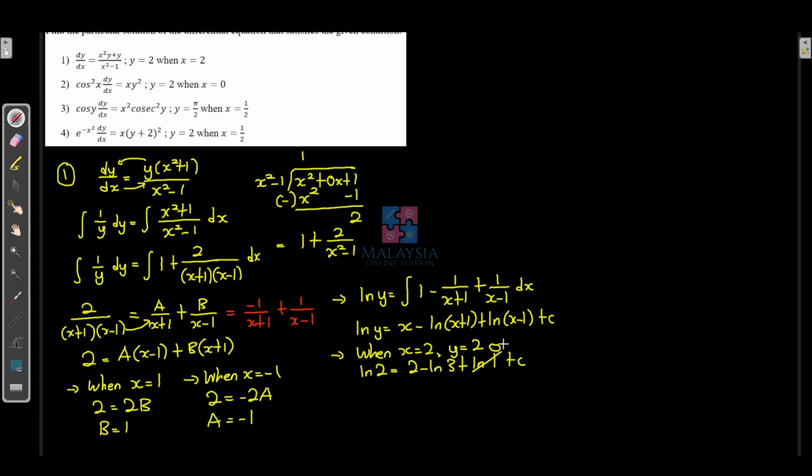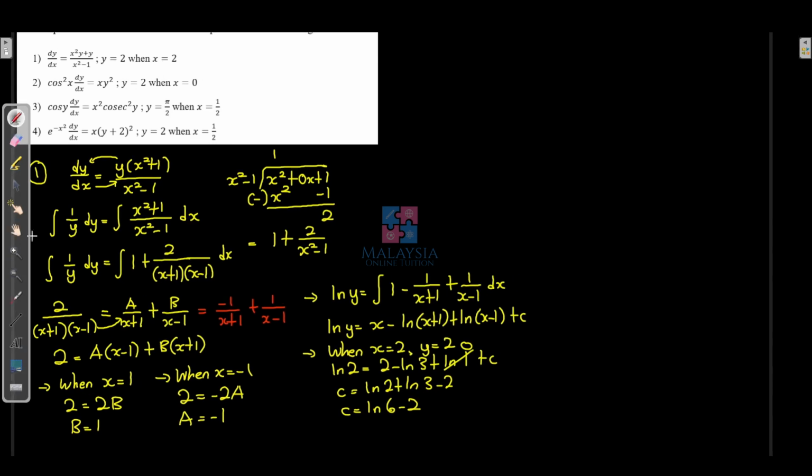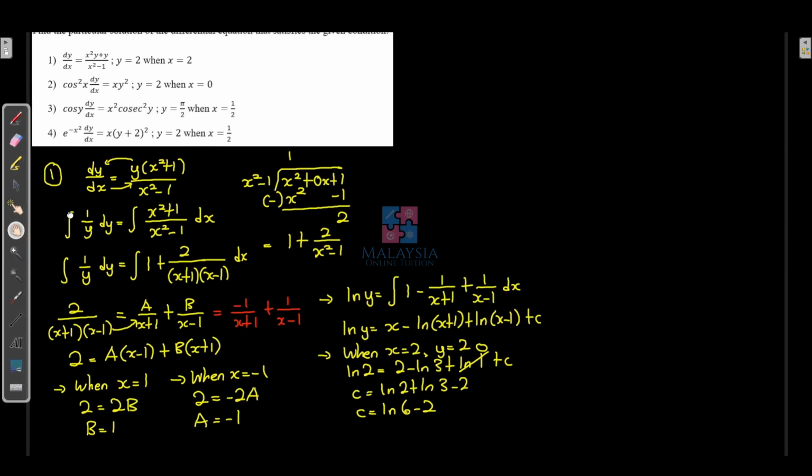So we can say that this is 0. Okay. So then what is our c? ln 2 plus ln 3 minus 2. Okay, so what is this? ln 3 plus ln 2 is going to be ln 6. So ln 6 minus 2. Done.